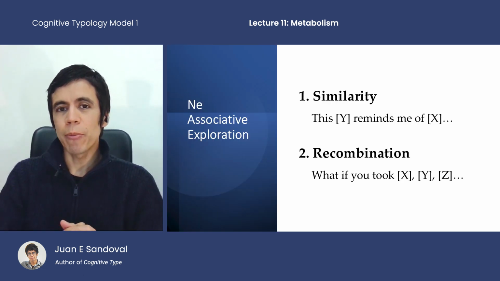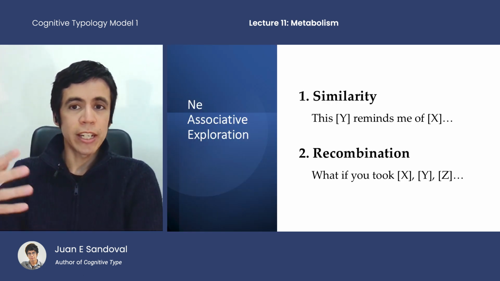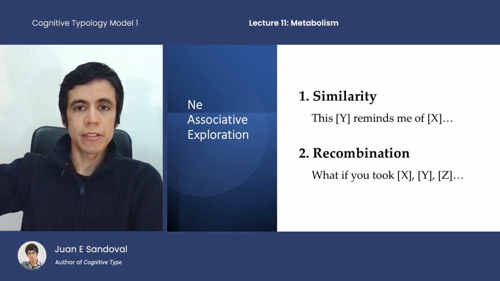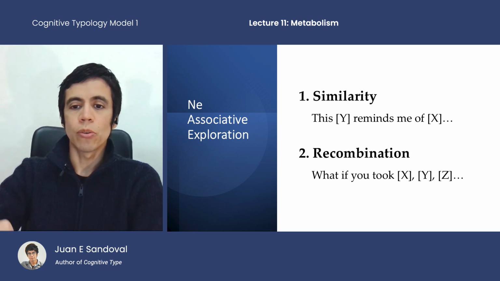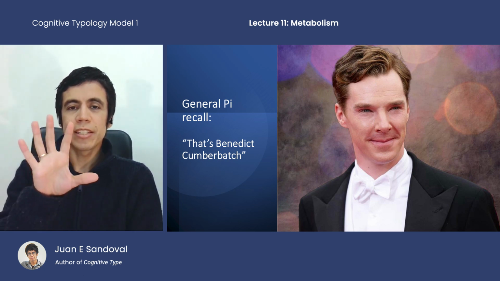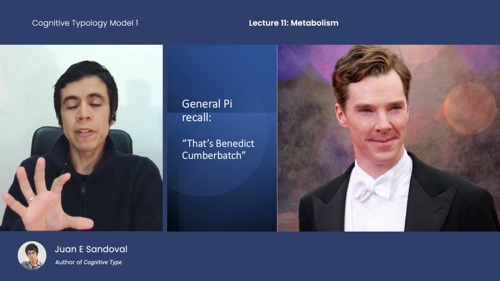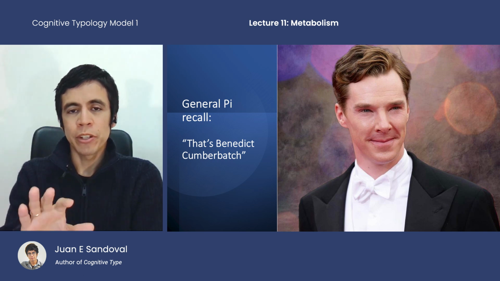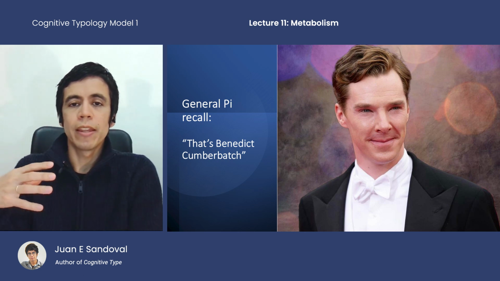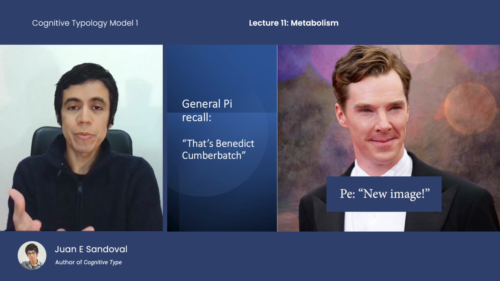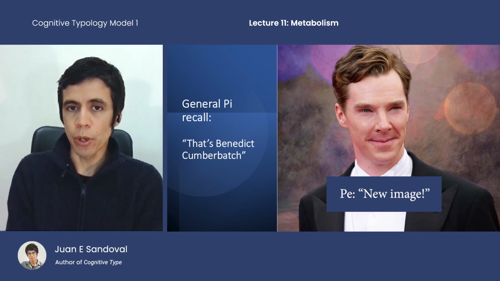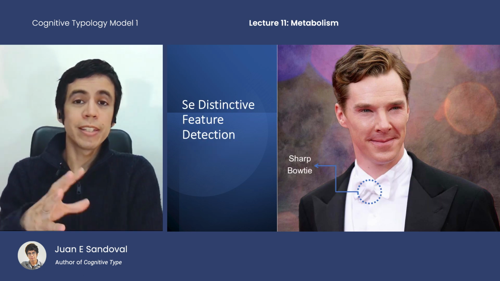Now, for the sake of this overview, I want to go over two different ways that this associative exploration happens with NE. The first one is similarity. So this reminds me of X. And the second one is recombination. So what if you took X and Y and Z, etc.? So beginning with similarity here, let's say the PE scanner observes this individual here. You're probably familiar with this individual. So your PI function, whether you have NI or SI, should be able to output at least a rudimentary answer, something like, that's Benedict Cumberbatch. However, since I've just provided you a new image, maybe you haven't seen this specific image of him, then that gives PE the opportunity to explore. So for SE, the exploration would go deeper into the distinctive features.